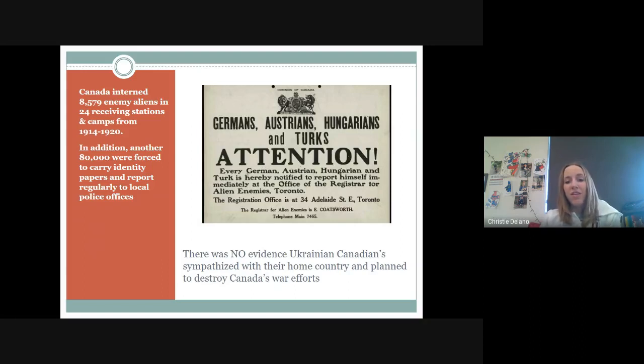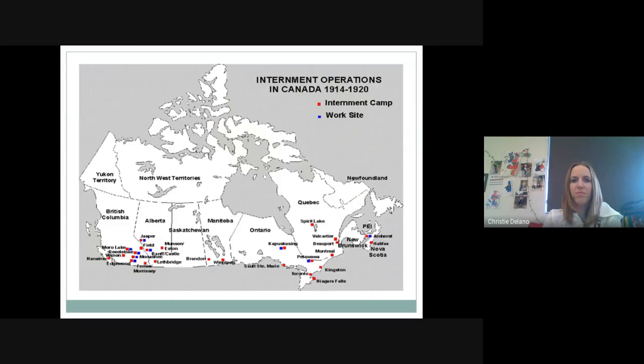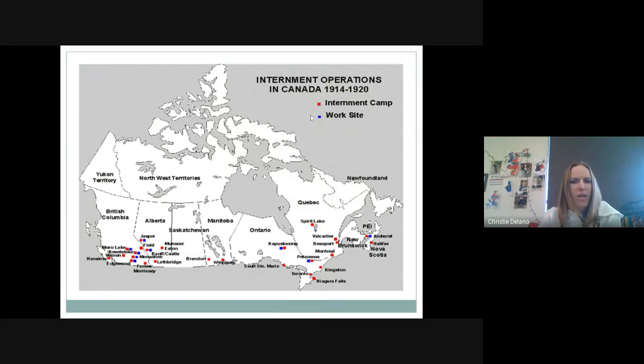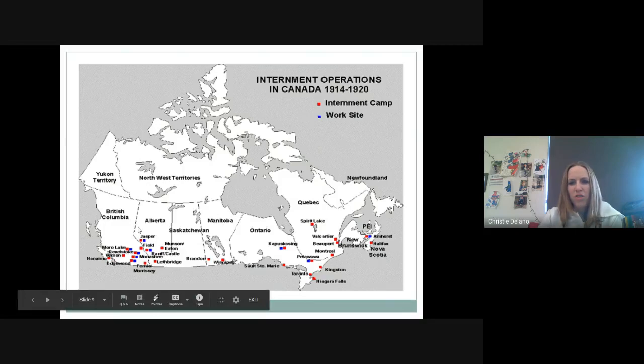Ultimately speaking, the end of the war and the subsequent time period after, it has never been proven. There's no evidence to suggest that any Ukrainian Canadians ever sympathized with Austria-Hungary and planned to destroy Canada's war efforts. If we look at the map, you'll notice where a lot of these camps were. So the internment camps were kind of like concentration camps, the best comparison, right? No gas chambers or anything like that, but camps with barracks and fences. And so they're largely in the West, scattered throughout the East, but largely in the West.